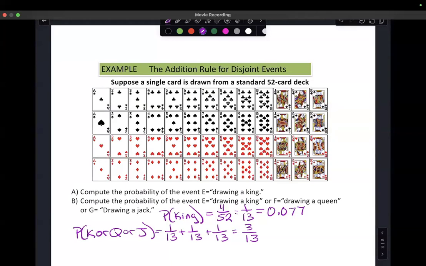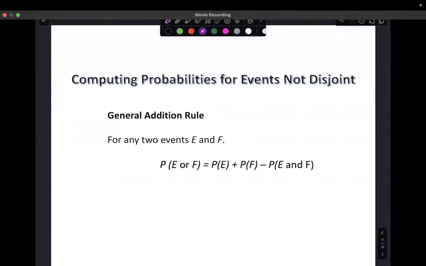Okay. Now we're going to do if they're not mutually exclusive. So when they are not disjoint, we still keep the probability of the first one plus the probability of the second one. We still keep that, but we have to subtract off the overlap. I'm going to show you why. It's going to make a lot of sense once I show you why. So you do the probability of E plus the probability of F, and then you subtract off the part of them that are not disjoint. So the part that they have in common, that's what we're subtracting off.